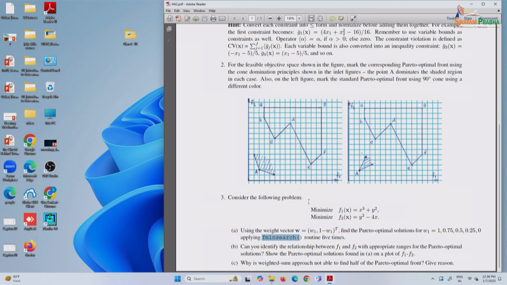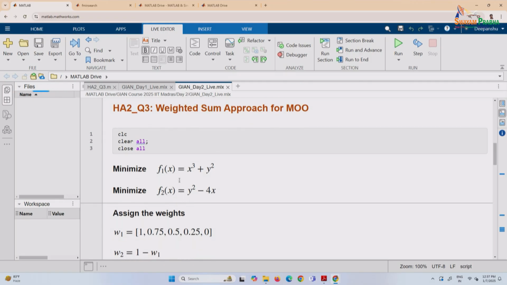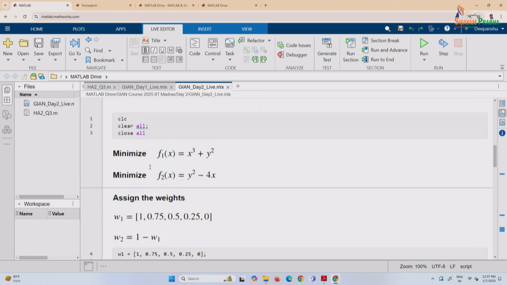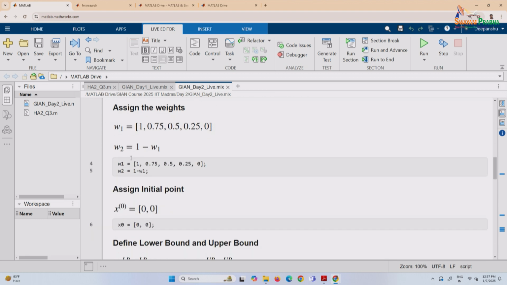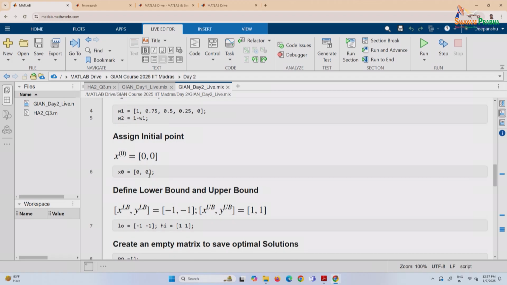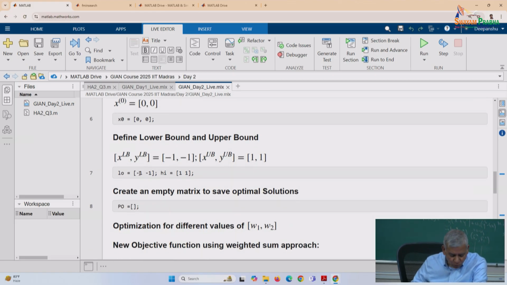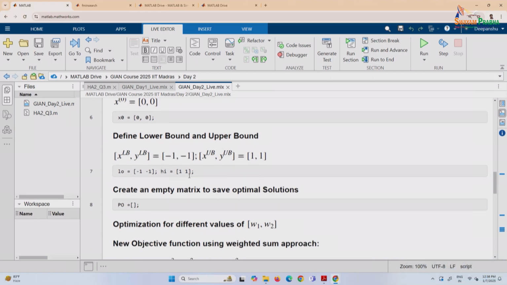So here is the code. Declaring the text with the 2 functions, and then these are the MATLAB commands, but I'm just showing you. It defines W1, and W2 is 1 minus W1. Now for the initial point, you can use 0, 0. I probably haven't mentioned it, but you can use any initial point. So just fix it. And then the lower bound and upper bound for the 2 variables.